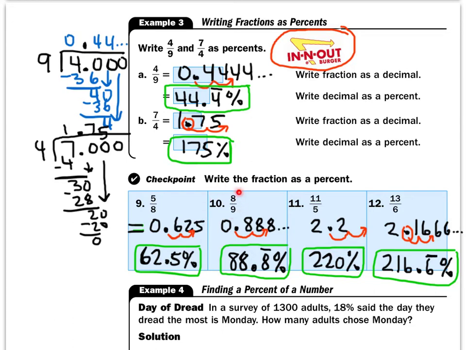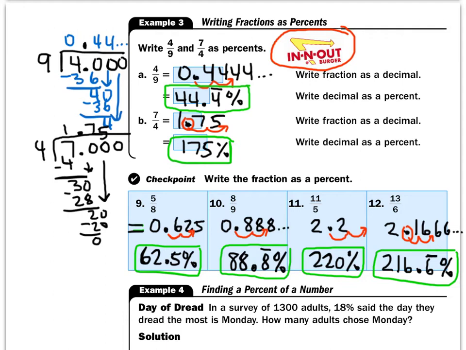Then take a look at number 10. 8/9 would just be 0.8 repeating, and then grab that decimal point and move it 2 places to the right. So this would be 88.8 with a bar over it, percent. Look at 11. 11/5. Well, you know that would be 2.2 as a decimal, and then grab the decimal point, move it 2 places to the right, so that'd be 220%.